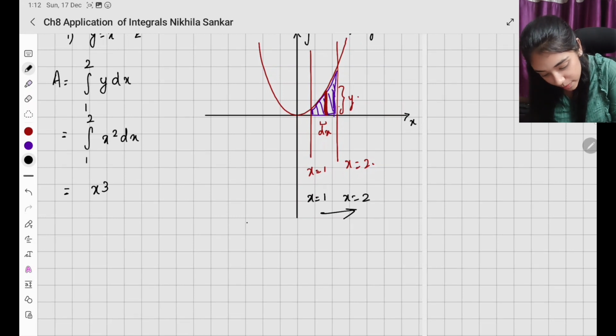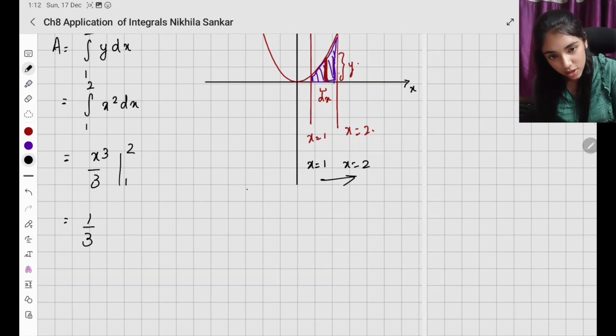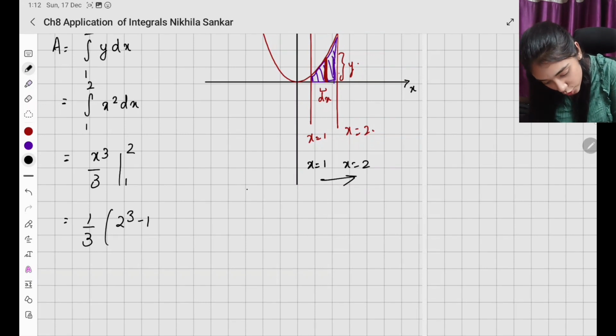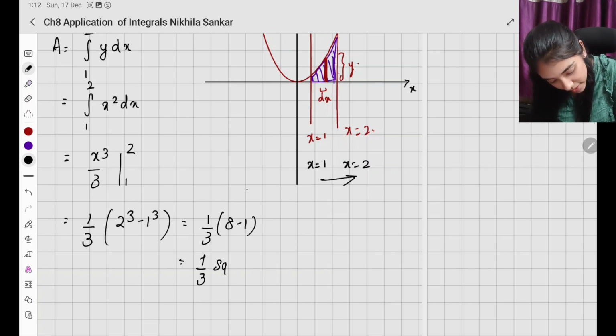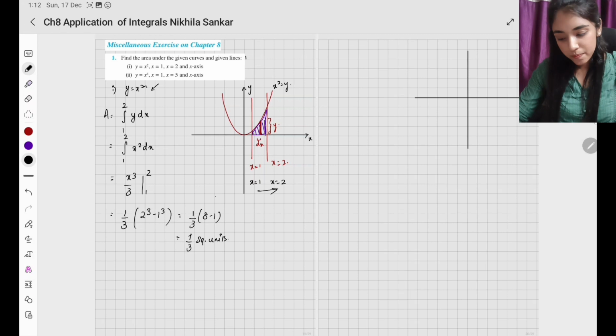Integrating x square, I have x cube divided by 3 from 1 to 2. When I substitute upper limit minus lower limit, 1 by 3 is a constant, so I am taking it outside. I have 2 cube minus 1 cube, which is 1 by 3 times 8 minus 1, which is 7 divided by 3 square units. Okay, so this is going to be my answer. Please copy.